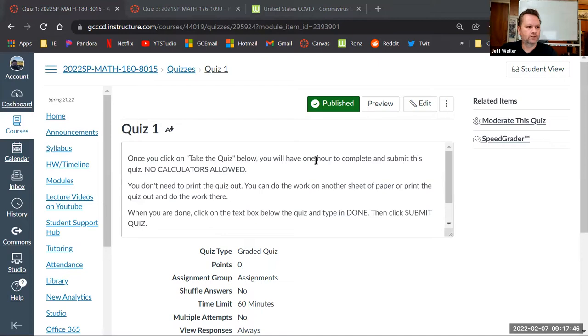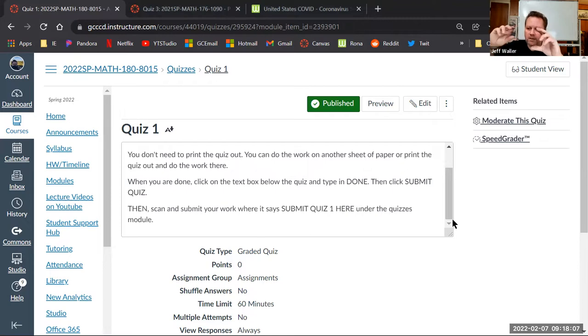So once you click on take the quiz, you'll have 1 hour to complete this. No calculators allowed. You don't need to print the quiz out. You can do the work on another sheet of paper or print the quiz out. Everybody with me so far? It's pretty basic, right? When you're done, click on the text box below the quiz and type in done. So it'll be a little text box and then click submit quiz. There'll be a little submit quiz button at the bottom of the quiz.